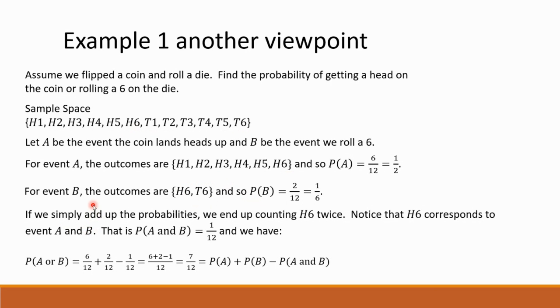That corresponds to event A and B. In other words, the probability of A and B is 1 out of 12. A and B corresponds to that outcome that's listed more than once. So we subtract it. That's what we're doing here, and I'm using a formula. And you can see that we get 7 out of 12.